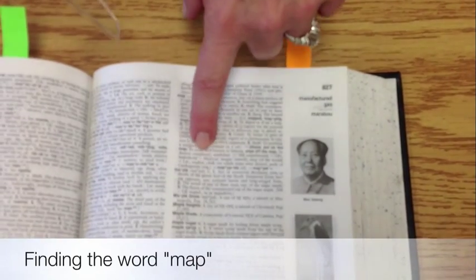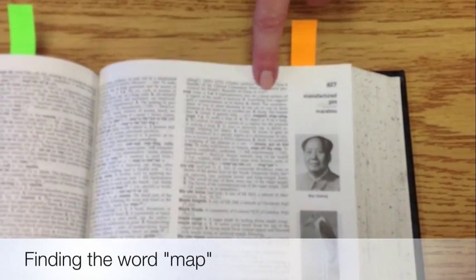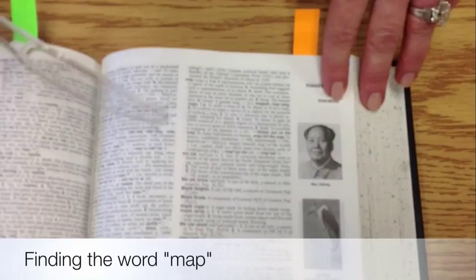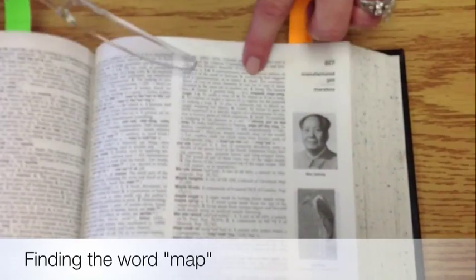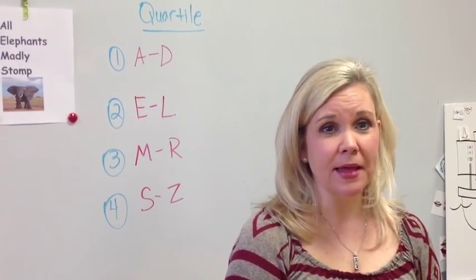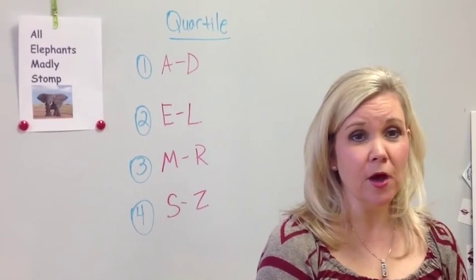It's got 5 definitions. That's another reason why we know it's helpful to use a dictionary, because words a lot of times mean more than one thing. So this will help us learn what map means, how to use it, how to spell it correctly if we add a suffix. I hope all elephants madly stomp and learning the 4 quartiles will help you use the dictionary more effectively.